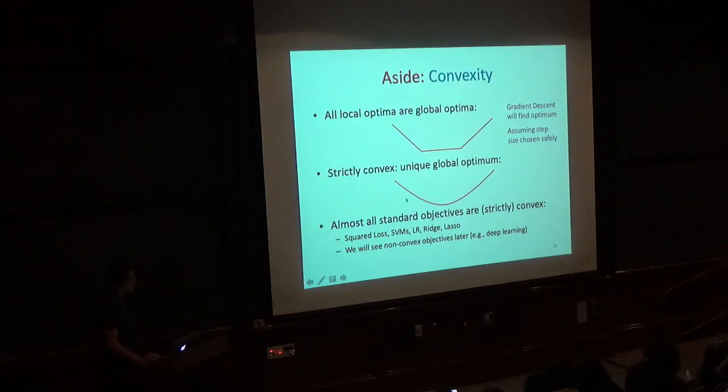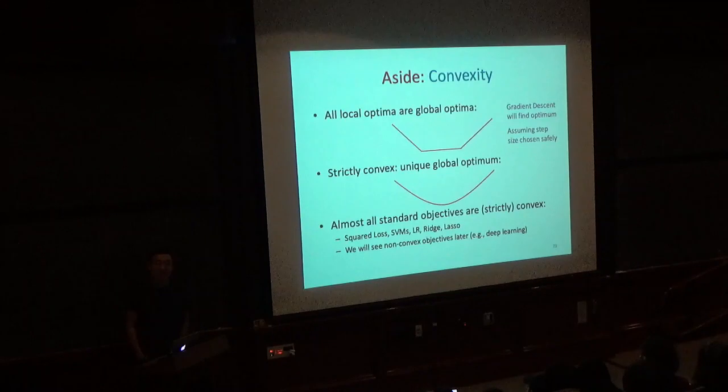A strictly convex function has a unique global optimum. So all of these are local optima for this function, and they're all also global optima. Almost all standard learning objectives are convex: squared loss, SVM loss, and a few of the losses that we'll see next week.